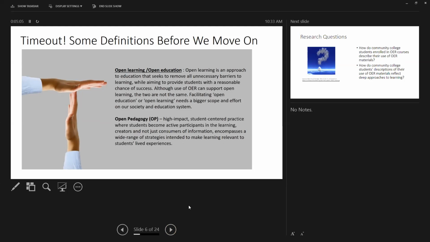And an open pedagogy, which is an important term as well, is a student-centered practice. It's high impact. And this is where we start to see a shift where students become more active participants, not just the empty vessel being filled. They contribute to the information. They don't just take it in, but they might create some new information. And the goal is to make the learning relevant, and maybe even create objects that have value in and of themselves outside of that classroom. So that's the aspirational open pedagogy.